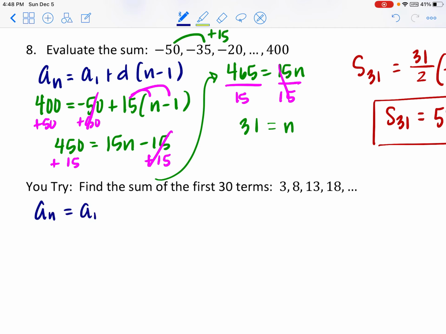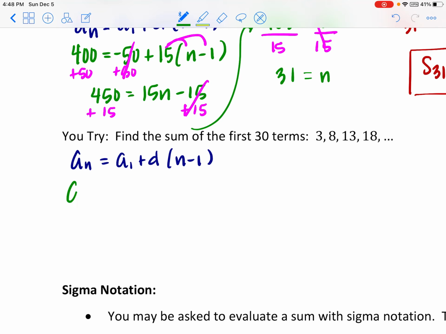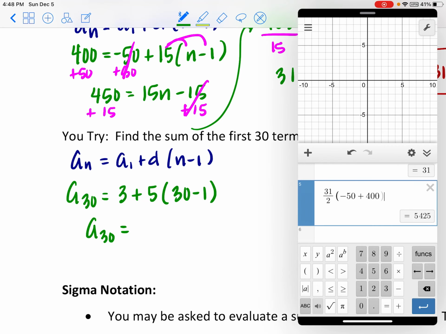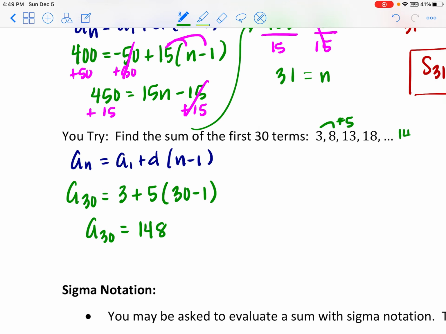So here's my explicit formula again. This time I want to figure out what is the last number on the list. What is that 30th number? So a sub 30 starts at a sub 1, which is 3, plus the common difference. I can see I am adding 5 here. And it's going to be n minus 1 times, well, n is 30, so 30 minus 1. So a sub 30 is going to equal, again, let me just go to my calculator, 3 plus 5 multiplied by 30 minus 1 is 148. So now I know that missing number at the end of this list is 148.